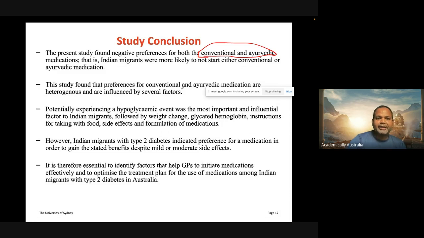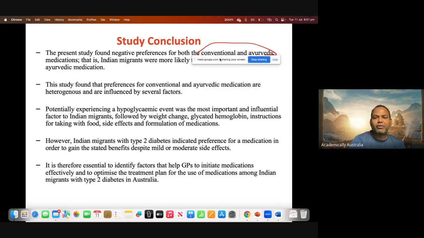Okay, and the study found the preference for conventional medication versus Ayurvedic medicine was heterogeneous, influenced by several factors. So we cannot say specific factors are influencing them, but most of the patients gave preference to the conventional or allopathic medication over the Ayurvedic medicine in Australia. Potentially experiencing a hypoglycemic event was the most important and influential factor for Indian migrants, followed by weight change and glycemic effectiveness, instruction for taking with food, side effect and formulation of medication.